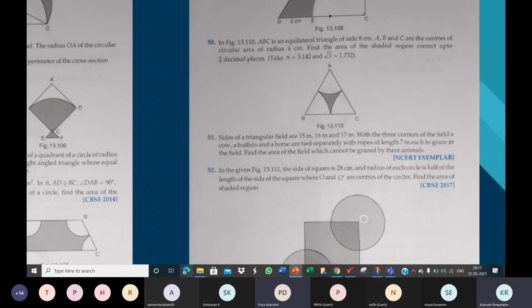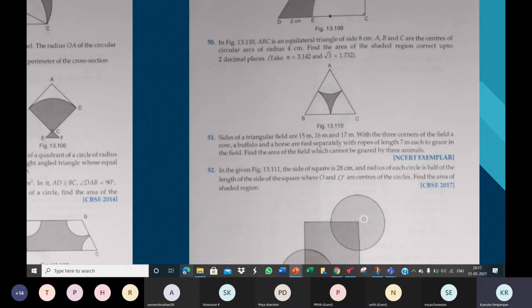What is common? Pi r square by 360 is common, ma'am, into angle P plus angle Q plus angle R plus angle S. Yes, very good. Then pi r square by 360 into 360. The sum of the angles of a quadrilateral is 360. Very good. So pi r square by 360 into 360, the 360 gets cancelled, so pi r square.